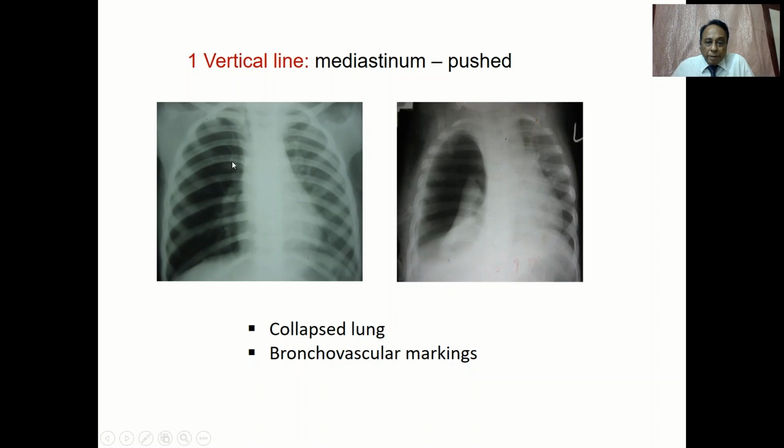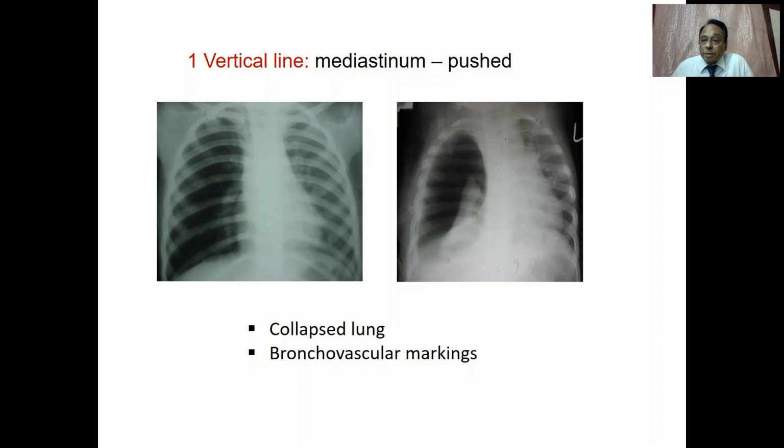Whereas here there is a slightly hyperlucent lung, but you can see the bronchovascular markings, and there is no collapsed lung. So it is a pathology that is happening in the lung, that is the right side of the lung.